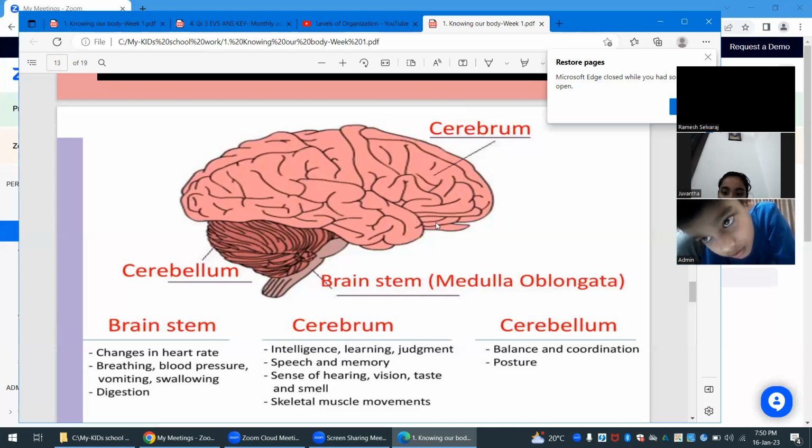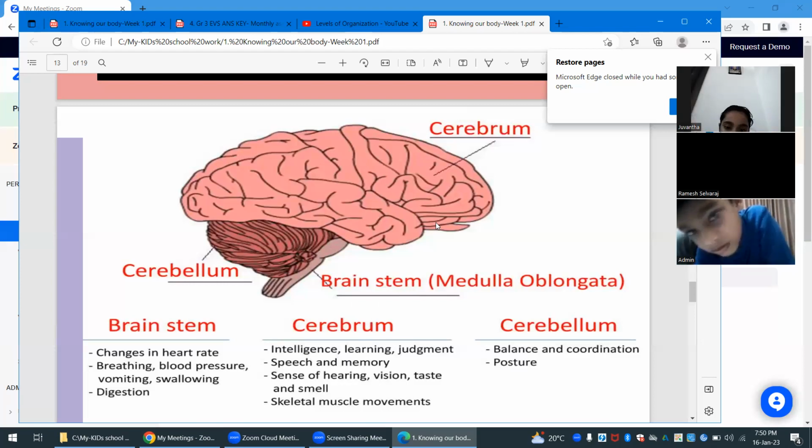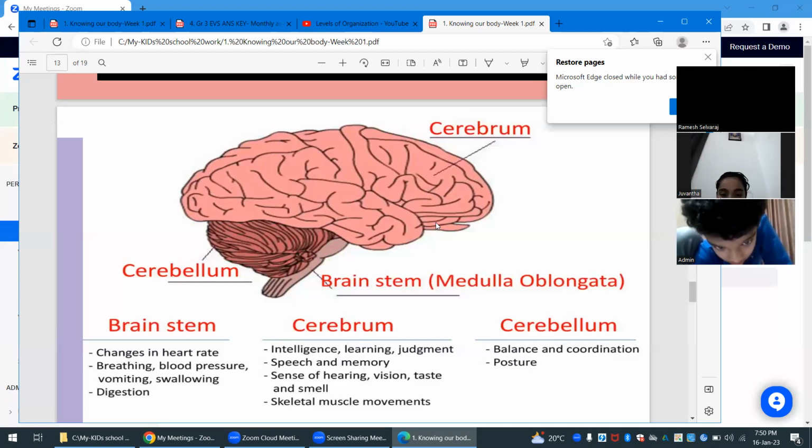Okay, if someone is asking you what are the functions of cerebrum, tell me. Cerebrum also helps in solving mathematics problems. Yeah, right, that becomes intelligence, learning, right? You are learning how to solve the problems, right? So cerebrum helps us to solve the problems also. So if someone is asking you what are the functions of cerebrum, what would be your response?